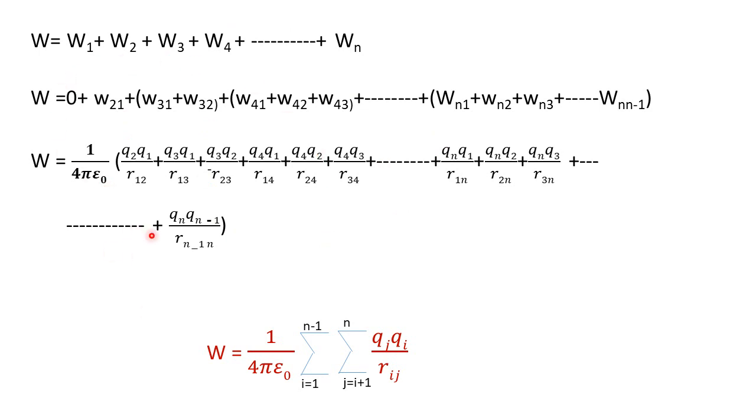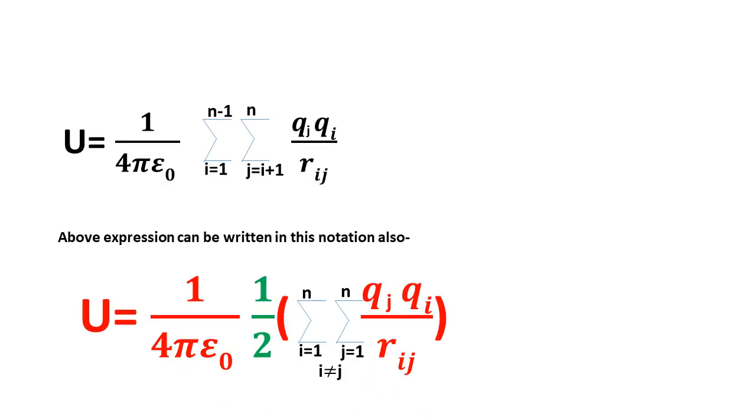If we want to write a general term, then W is equal to 1 by 4 pi epsilon naught, common term. In place of q2 q1, q3 q1, we can write qj qi sigma by rij, where i varies from 1 to n minus 1, and j varies from i plus 1 to n. Like this we can write. So this will be the potential energy of a system consisting of n point charges.